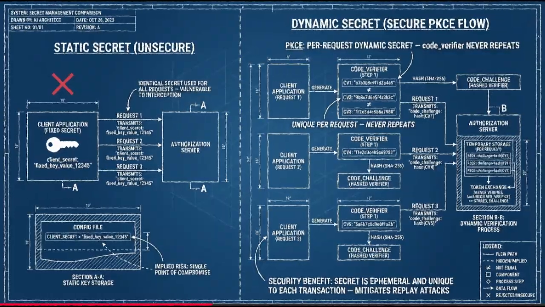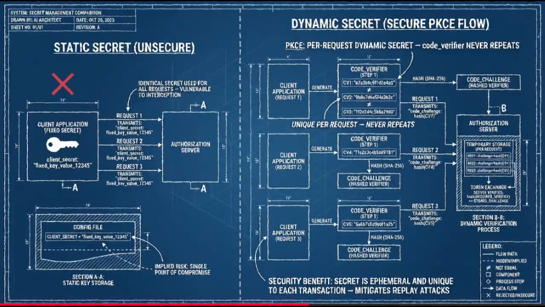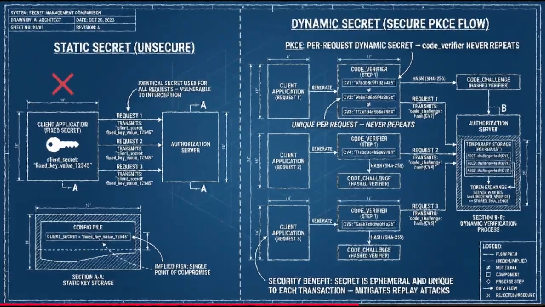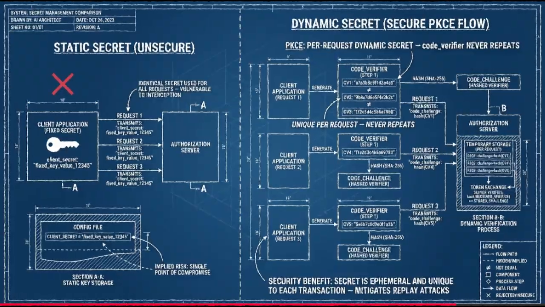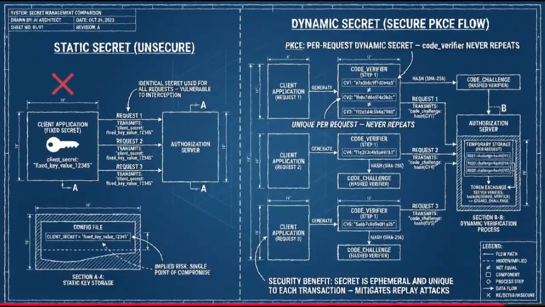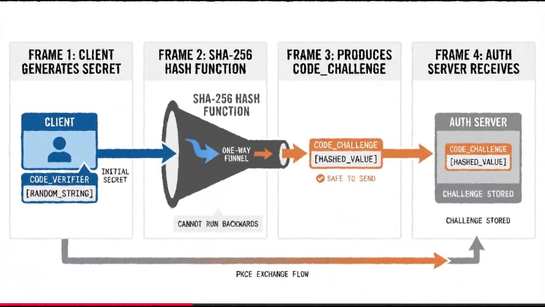The mechanics of PKCE establish an unbreakable cryptographic bind between the initial front-channel authorization request and the subsequent back-channel token exchange. Before initiating the flow, the client generates a high-entropy random string called the code verifier. It then creates a code challenge derived by applying a SHA-256 cryptographic hash function to that code verifier. The initial front-channel request includes this code challenge and specifies the hashing method being used.